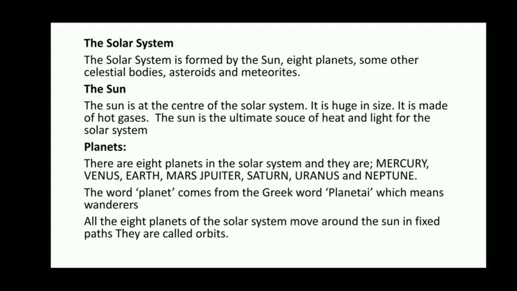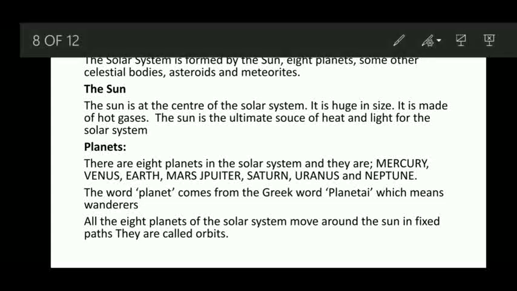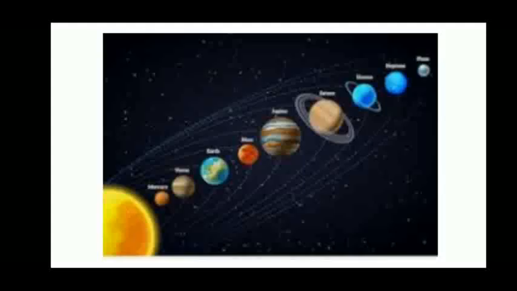There are 8 planets in the solar system. They are Mercury, Venus, Earth, Mars, Jupiter, Saturn, Uranus, and Neptune. The word planet comes from the Greek word planetai, which means wanderers. In the solar system, the planets move in a fixed path which is called an orbit. That's a picture of the Sun and the 8 planets.